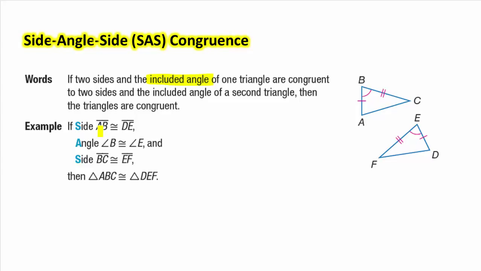So here we have side AB congruent to DE over here. That's one side. The other side is BC to EF. And the included angle is B and E. Since we have SAS, we can say that triangle ABC is congruent to DEF.